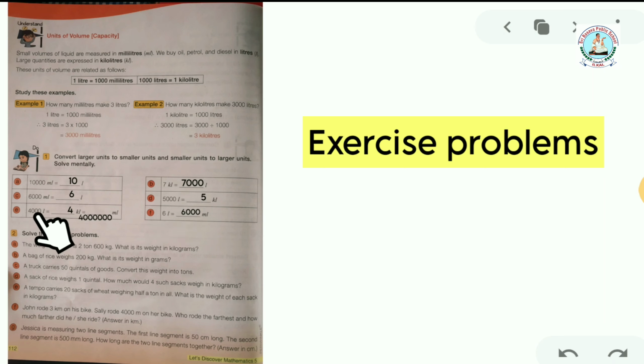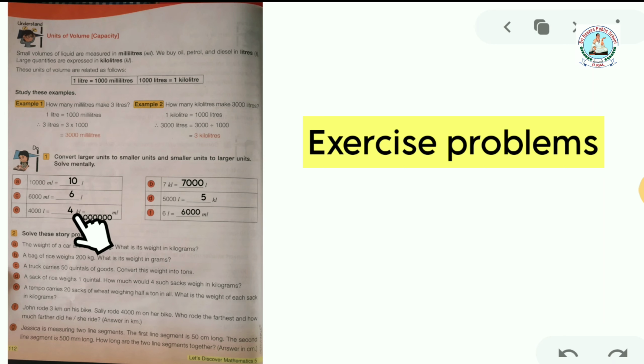Next question: 4000 liter equals dash kiloliter. Look here, it is 4000 liter. So we are moving from smaller unit to bigger unit, so the given number must be divisible by 1000. When you divide 4000 by 1000, the answer would be 4. So 4000 liter equals 4 kl.